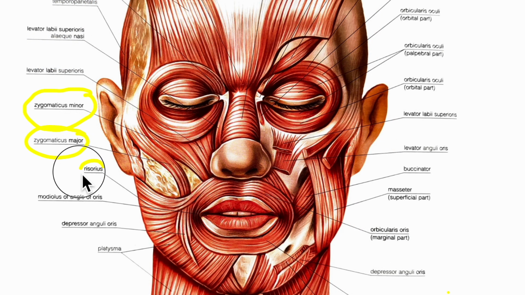Finally, looking at the risorius muscle, it originates from the fascia on the masseter muscle and it inserts at the skin at the angle of the mouth. Its action is that it retracts the angle of the mouth.